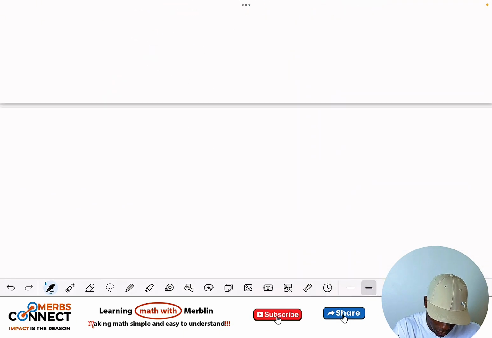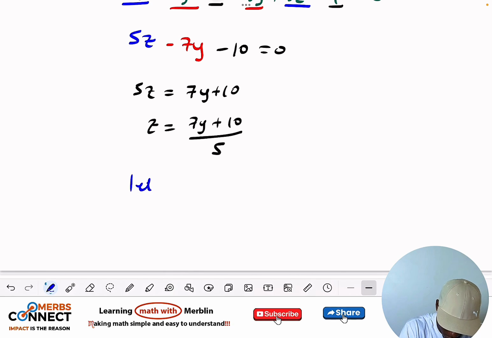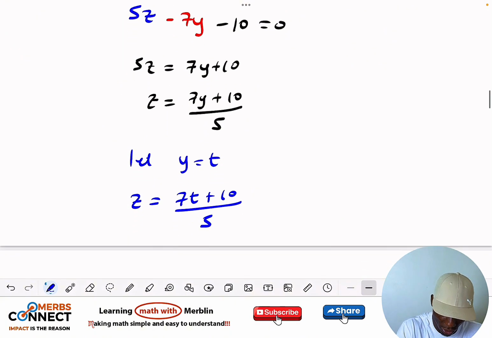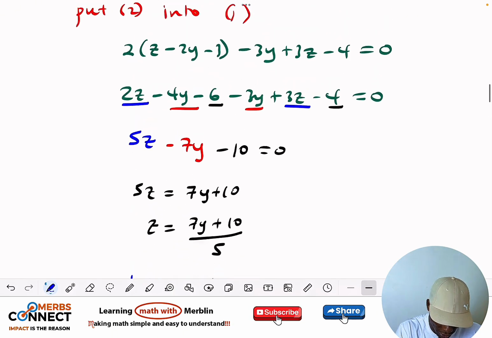This is how we are going to solve this question here. We are going to let y be an arbitrary number. So I'm going to say let y be equal to t, so that my z will be equal to 7t plus 10 divided by 5. Now I know y, I know z, so I can find x. So let's go and find x.